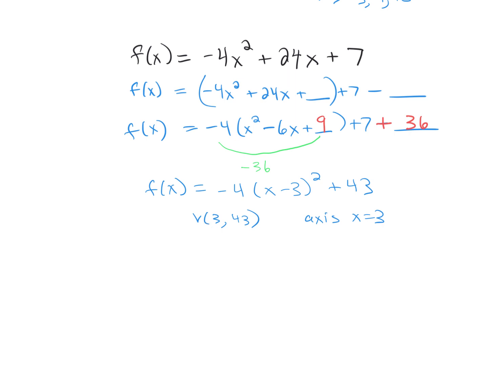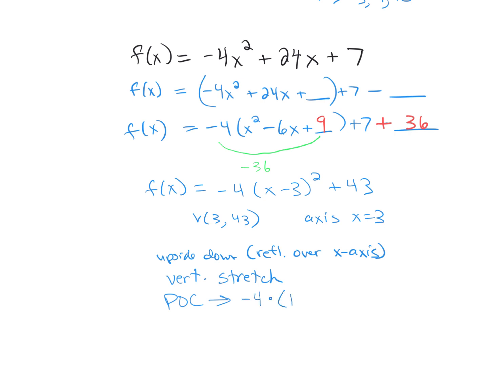I also know that it's upside down, which means it's reflected over the x axis. And I know that because this is minus. I also know that there's a vertical stretch because of the 4. And one last thing I know from here is the POC. Because of this negative 4, I would need to take negative 4 times my normal 135, which gives me negative 4, negative 12, and negative 20 for my pattern of change.